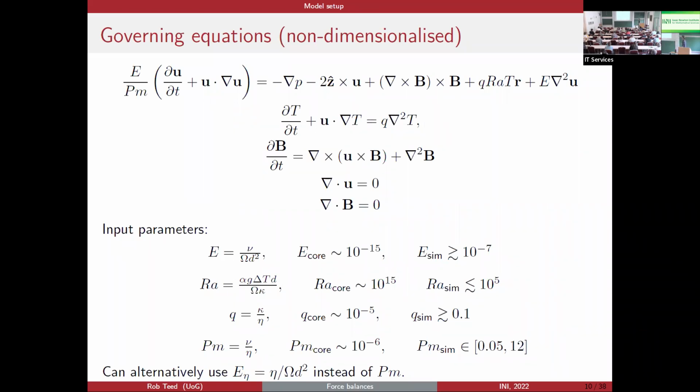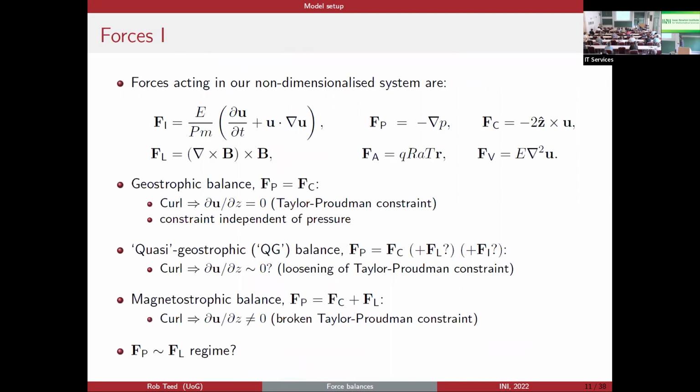Okay, so in that equation, we have these forces I've highlighted before: inertial force, pressure gradient, Coriolis force, Lorentz force, buoyancy force, and viscous force. And then you can talk a bit more about different balances you can get. The classical one, of course, is the geostrophic balance. If you've got nothing else going on, and you're just thinking about the pressure balancing the Coriolis force, then that's what it would look like. You take the curl and you get the Taylor-Proudman constraint straight out of that.